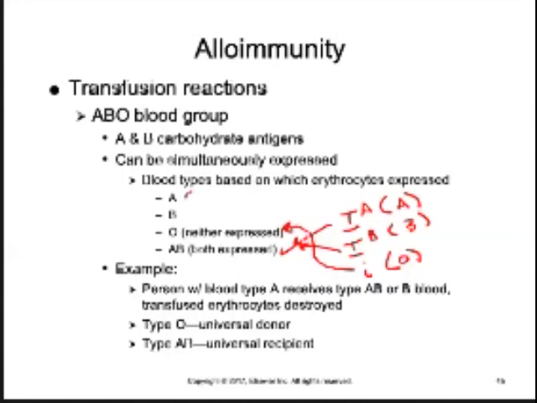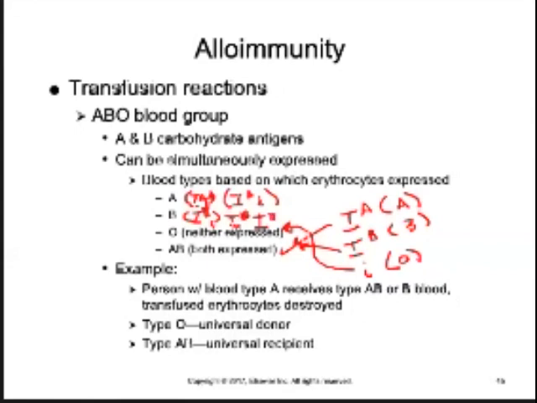Type A, you can get it two ways. You can have two IA alleles, which means you're homozygous for the A gene, or you can be IA little i. That's also type A. Same thing with B. You can be IB little i, which is type B, or you can be IB IB. And those will both give type B blood.